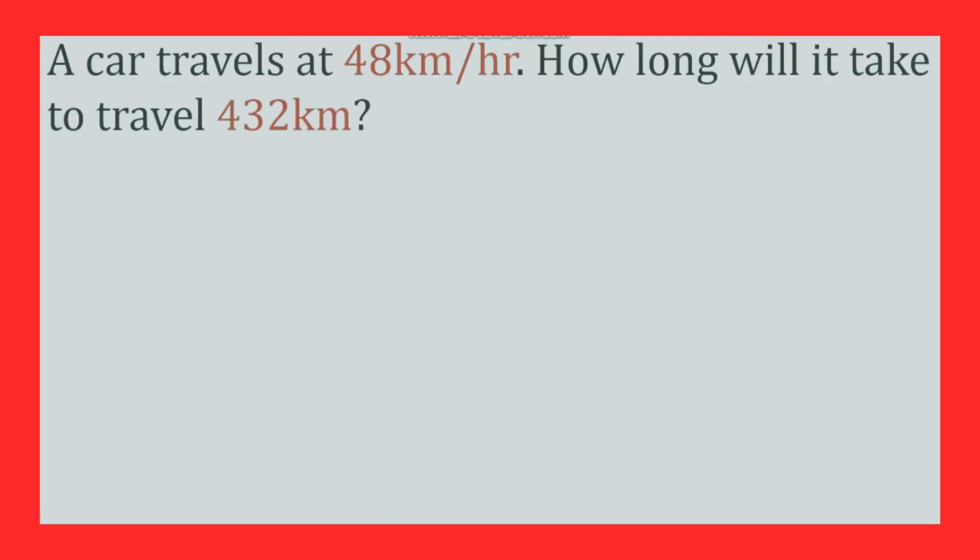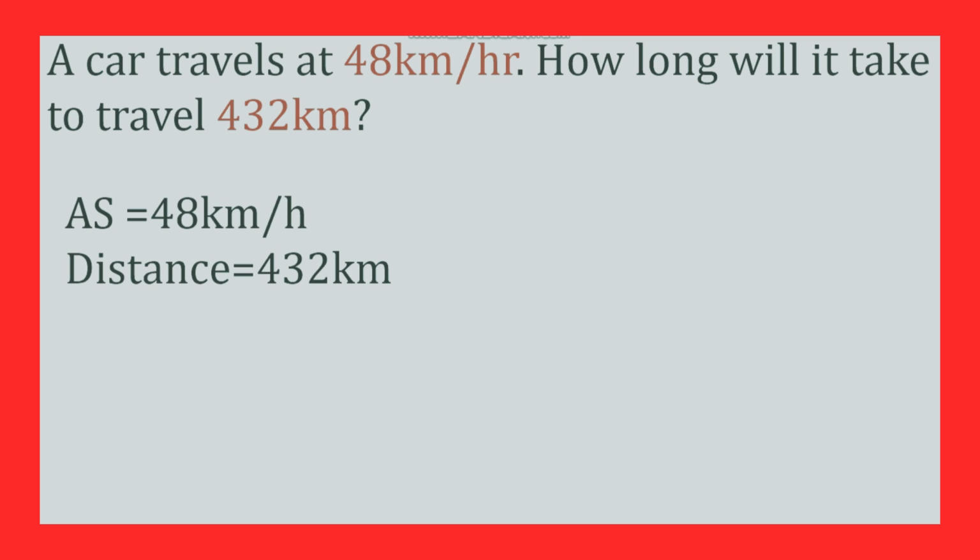All right, so we move on to the next question. A car travels at 48 kilometers per hour. How long will it take to travel 432 kilometers? Here we can see it was talking about how long. How long is about time. So we are looking for time right here. So average speed is given to be 48 kilometers per hour. The distance is 432 kilometers, and so the time is not given.